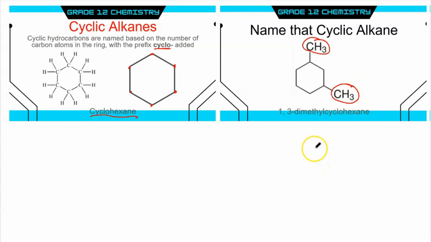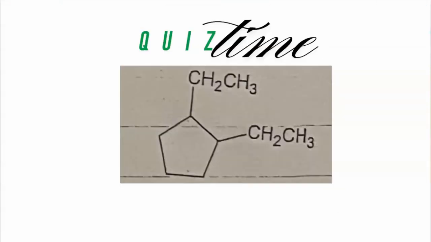You're going to start counting at one of the methyl groups. So this could be 1, 2, 3, or you can go the other way and start here, 1, 2, 3. Either way, you have a methyl group at carbons 1 and 3. So we're going to label this 1,3 dimethyl cyclohexane. Is that good? Let's try an example on your own.